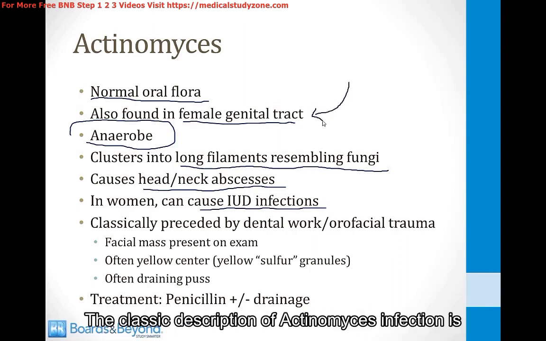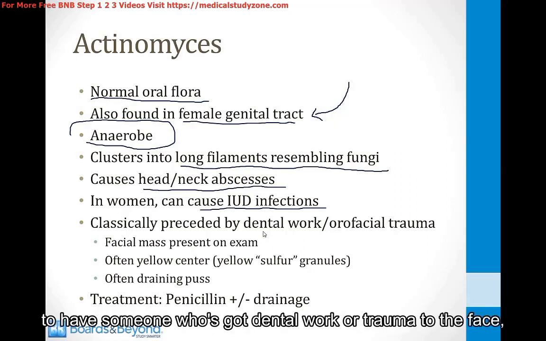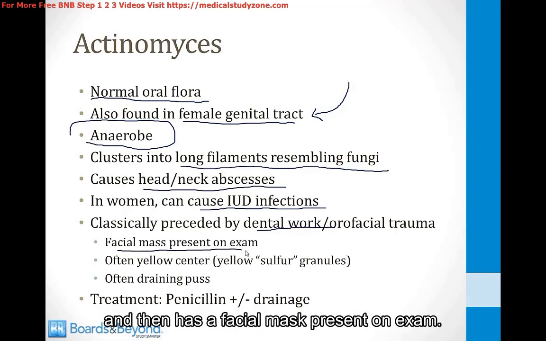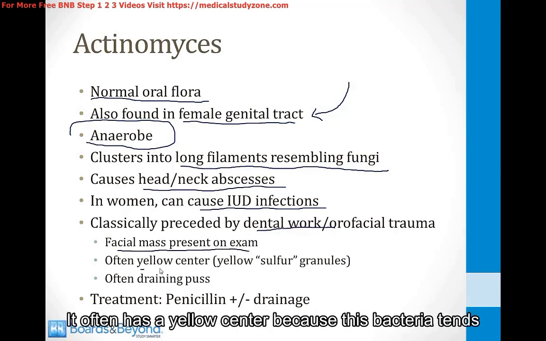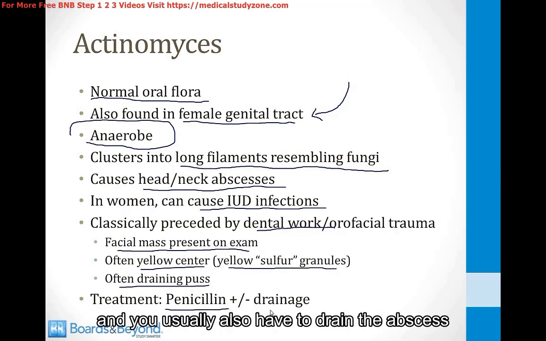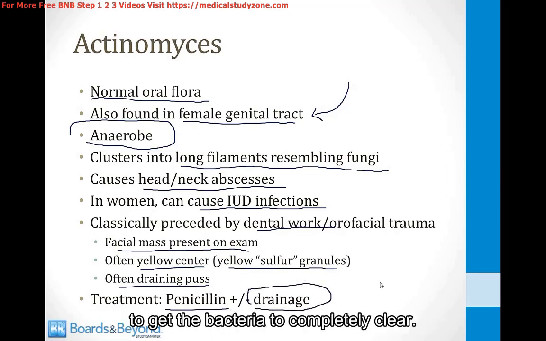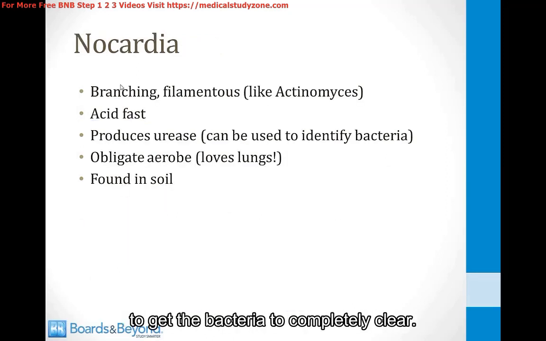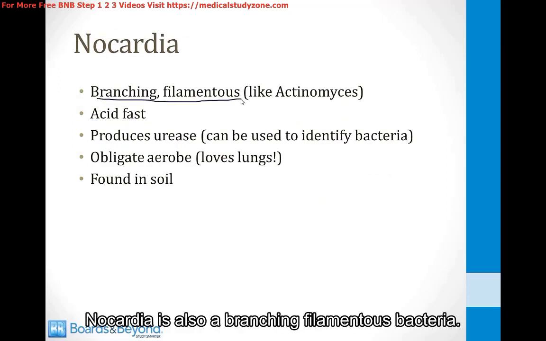The classic description of Actinomyces infection is to have someone who's got dental work or trauma to the face and then has a facial mass present on exam. It often has a yellow center because this bacteria tends to form yellow sulfur granules, and it's often draining pus. And this can be treated with penicillin, and you usually also have to drain the abscess to get the bacteria to completely clear. Nocardia is also a branching filamentous bacteria.